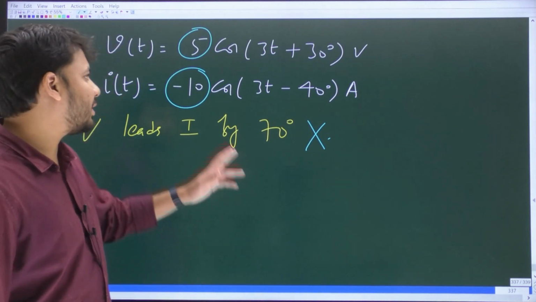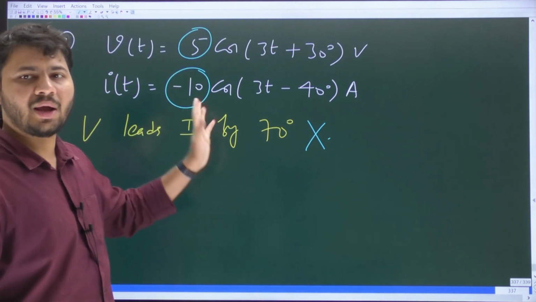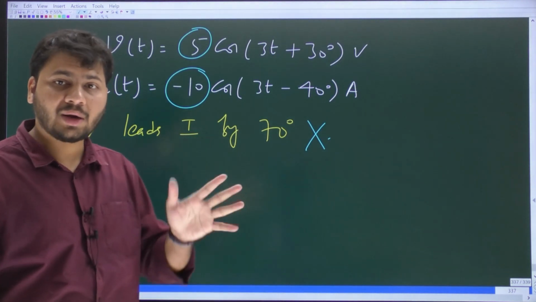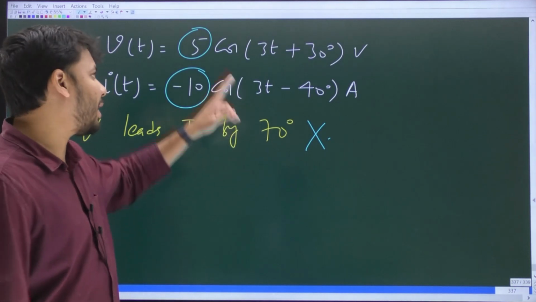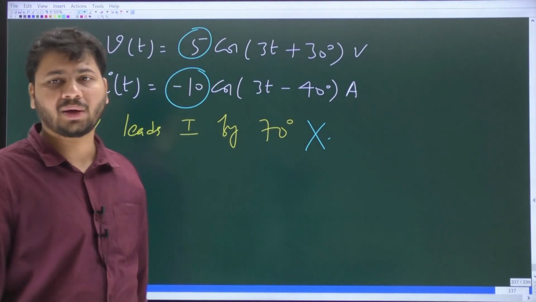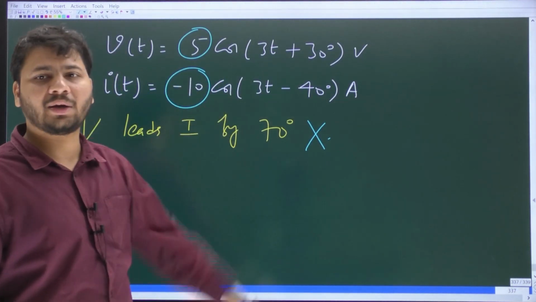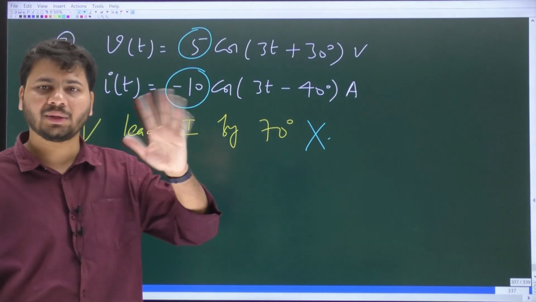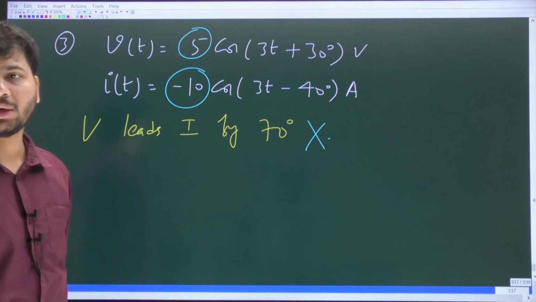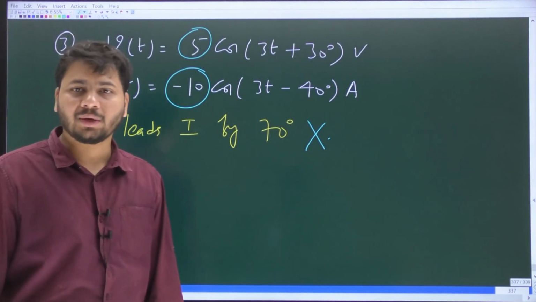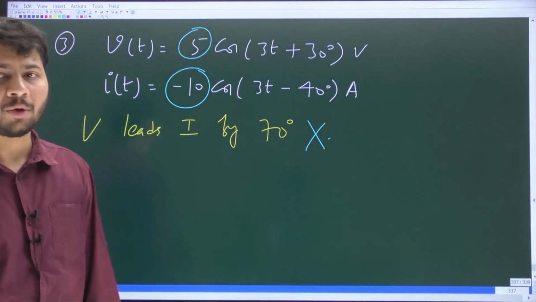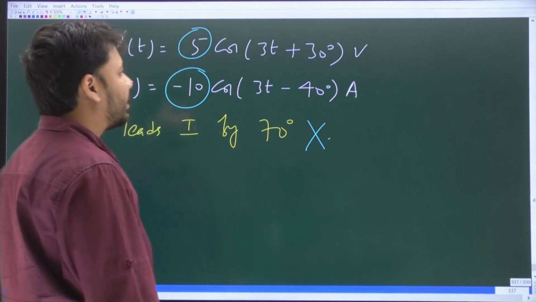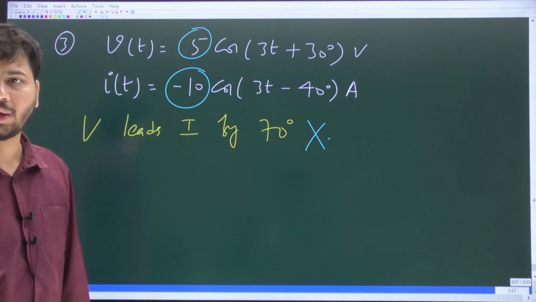But then, because both do not have the same sign for the amplitude, one amplitude is positive, the other amplitude is negative, you cannot just directly take the phase difference and say V leads I by 70 degrees. The actual thing would be different. Now let's find out which one is actually leading and also by how much. For that you simply have to convert each quantity into its phasor form.